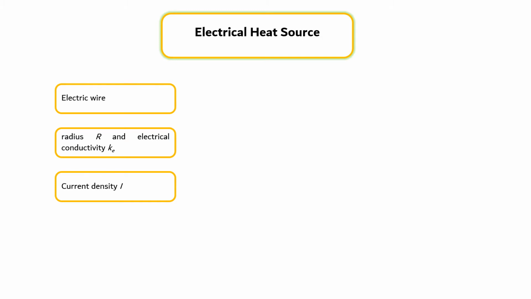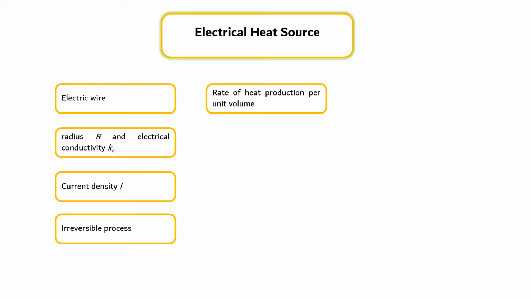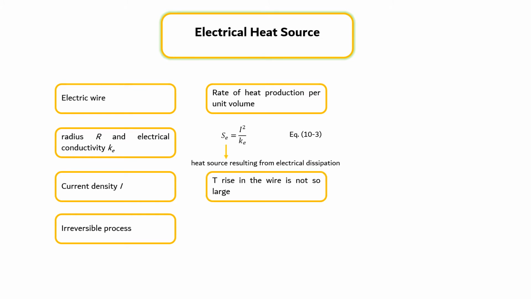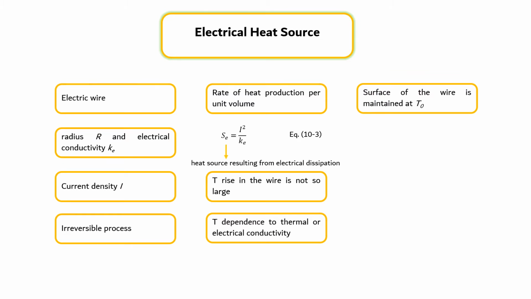The transmission of electric current is an irreversible process, and some electrical energy is converted into heat. The rate of heat production per unit volume is given by equation 10.3. The quantity Se is the heat source resulting from electrical dissipation. We assume here that the temperature rise in the wire is not so large that the temperature dependence of either the thermal or electrical conductivity needs to be considered. The surface of the wire is maintained at temperature T0, and we will focus on how to find the radial temperature distribution within the wire.